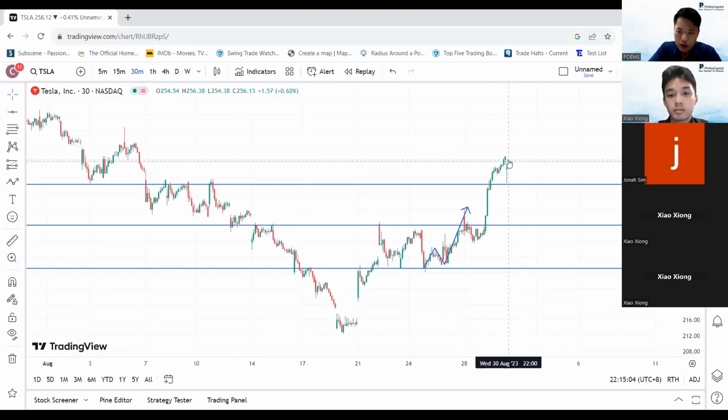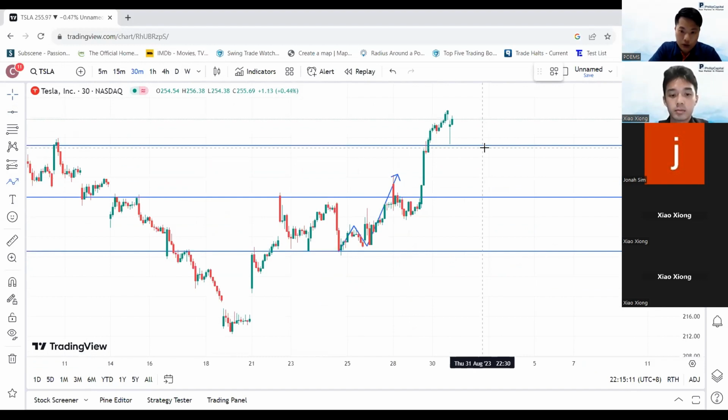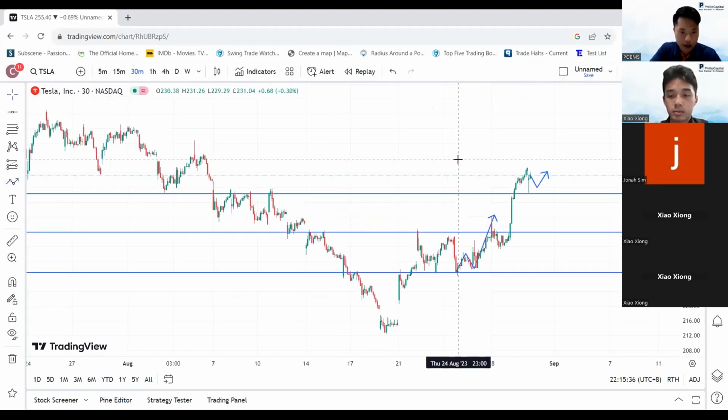Supposedly if this price were to go higher, maybe for Tesla, for 30 minutes, I wouldn't do anything yet. It already rejected. So for myself, I would want it to retrace down first. Again, retrace down, and maybe come back up again. Then, depending on how fast the price moves, I may want to find a trigger. So that is for Tesla.